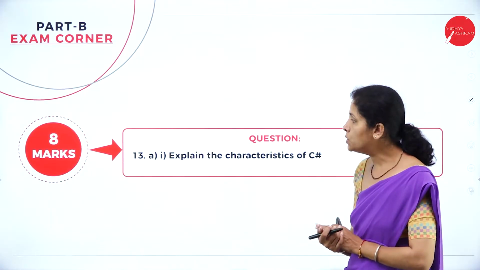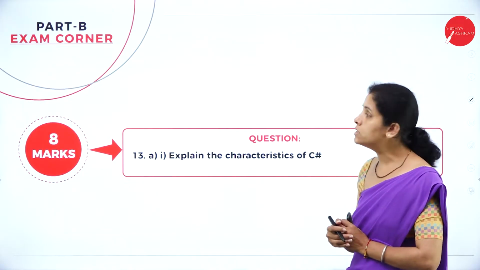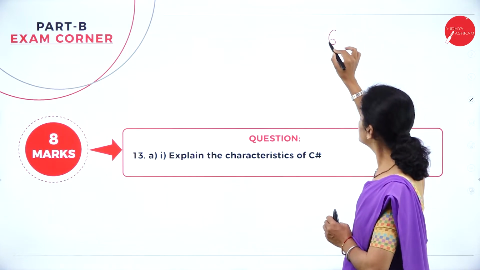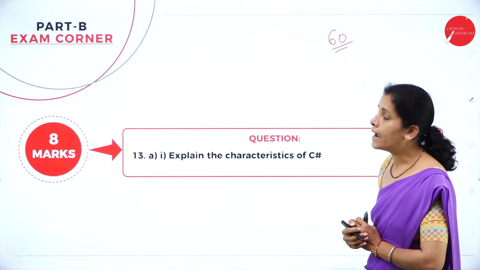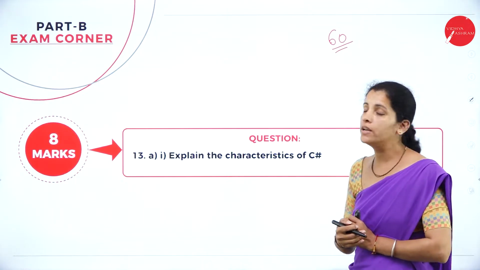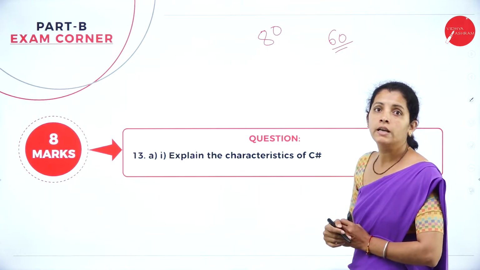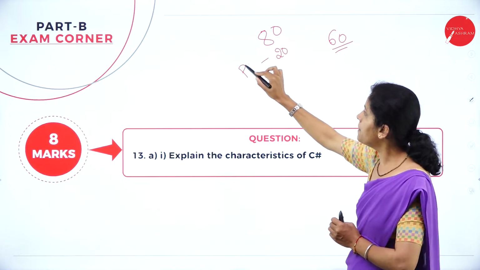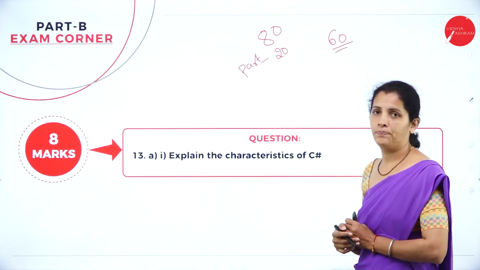Now, dear student, I'm going to move to part B. This part B is for 60 marks. This entire paper is only for 80 marks, and I'm going to get 20 marks from part A and the remaining 60 marks from part B.